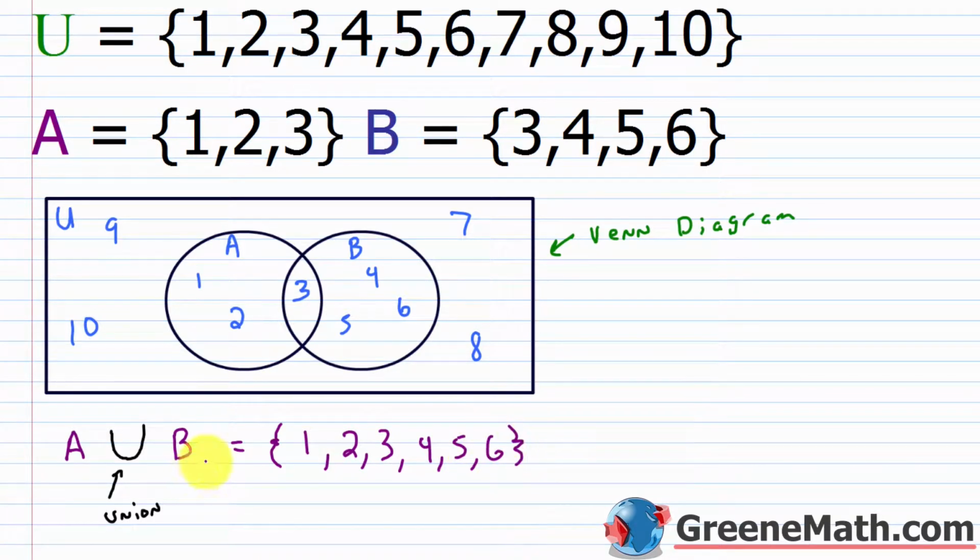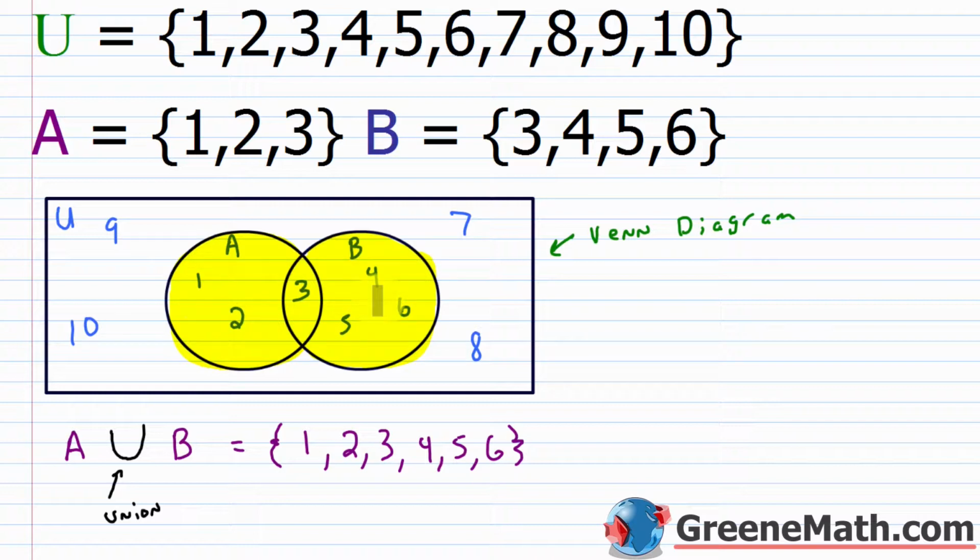And again, the way you look at the union is, if I look at my Venn diagram, it's everything that's contained in these two circles. What's not going to go in there would be anything outside of the circle, so things like 8, 7, 9, and 10. You can very quickly look at the Venn diagram and get the union.